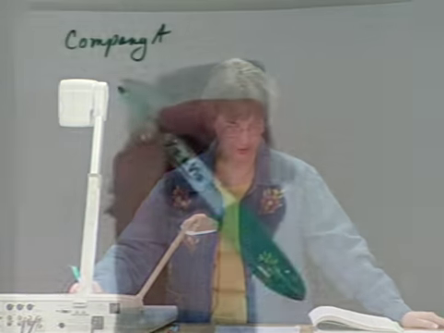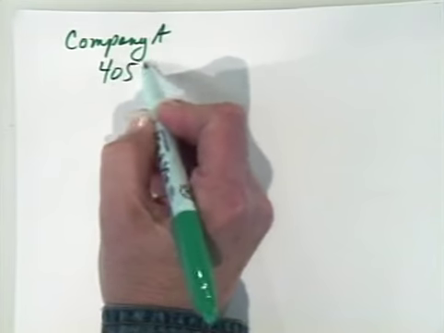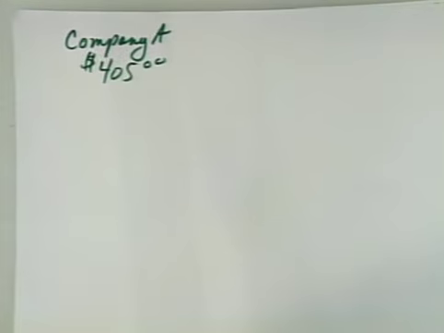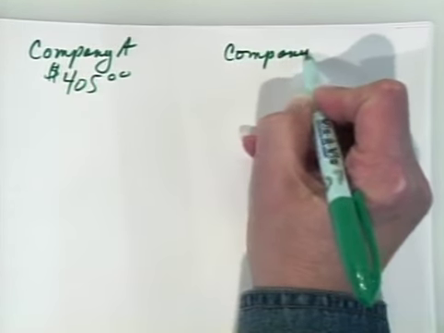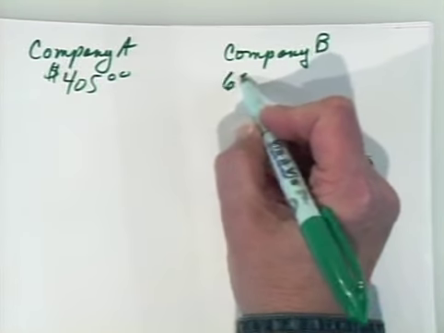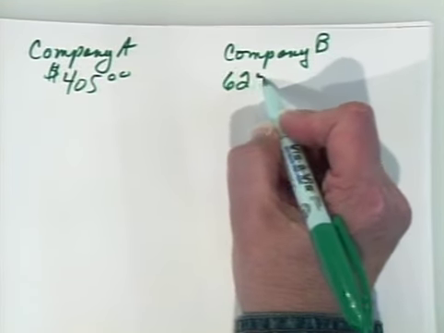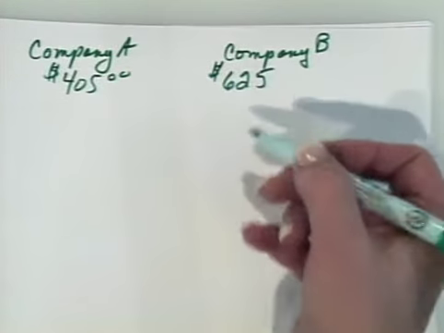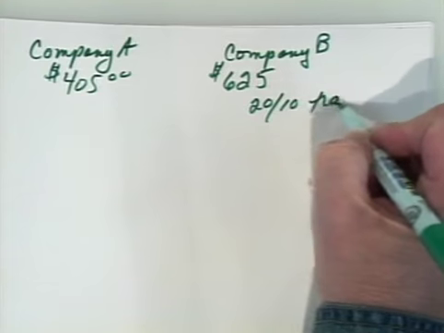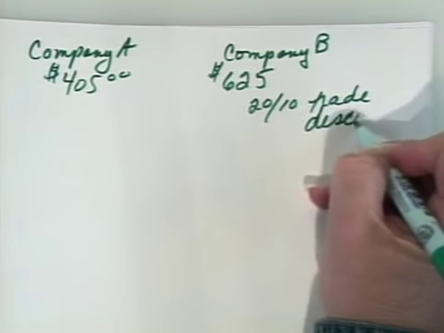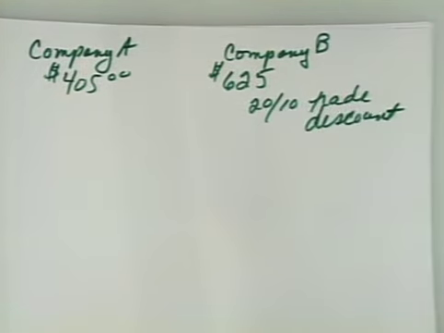You get this brochure, and Company A has the item for $405. Company B, a different company, a competitor, has the same item for $625, but they're going to give you trade discounts. They're going to give you a trade discount of 20/10.